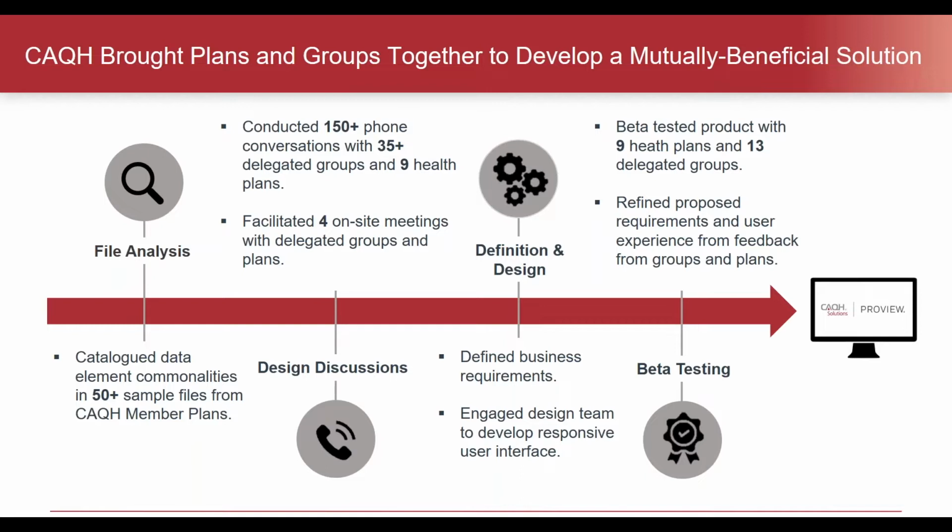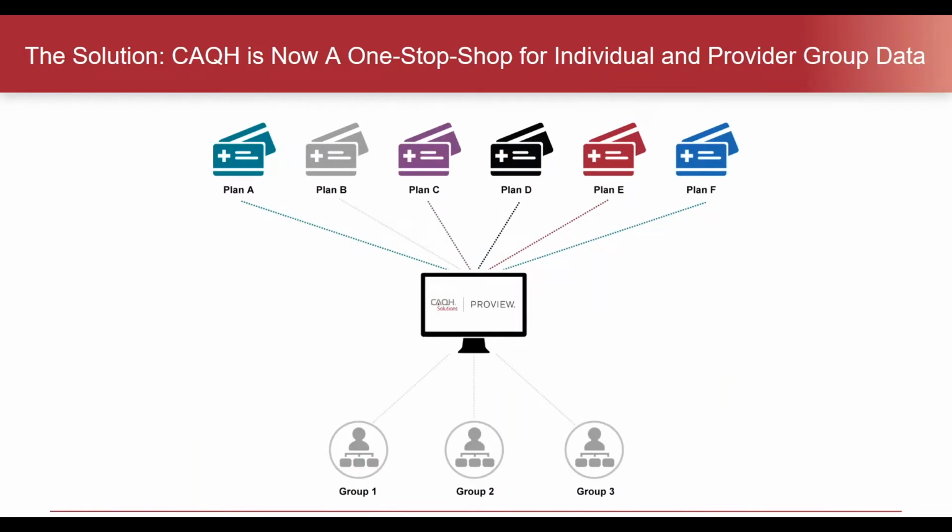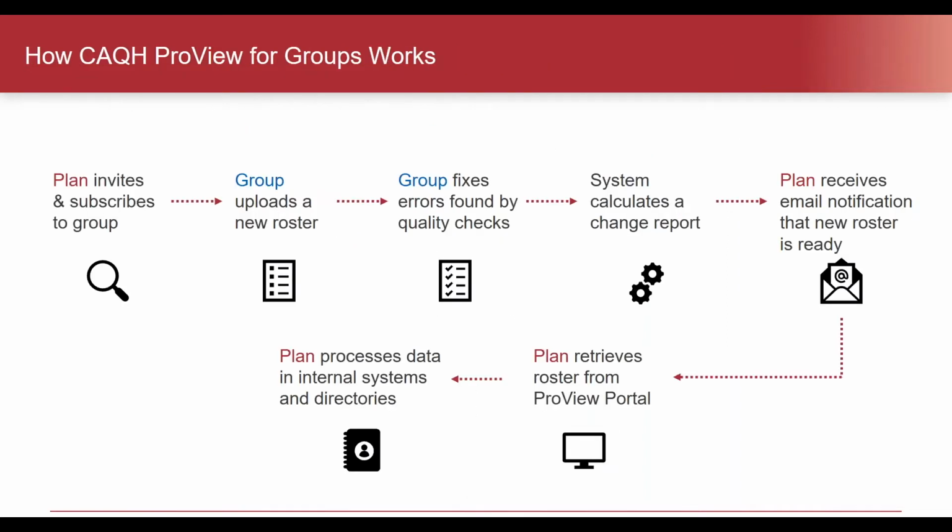Ultimately, what we've built is a one-stop shop for individual and provider group data through the CAQH ProView platform. So now groups and individual providers can come to one portal and update their information for all health plans to come and receive. How does CAQH ProView for groups work? A plan will invite and subscribe to a group. An email will go out inviting the group to join CAQH ProView, and the group will then be able to upload a new roster to our system.